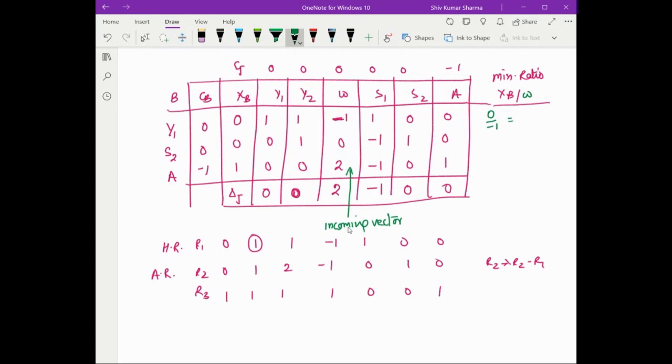When we divide by a negative value, we obtain a negative value, so we always neglect it. We cannot take a negative value. And again, 0 upon 0 makes an indeterminate form, so we neglect that also. Next, 1 upon 2. This is 1 upon 2, which is the minimum value.